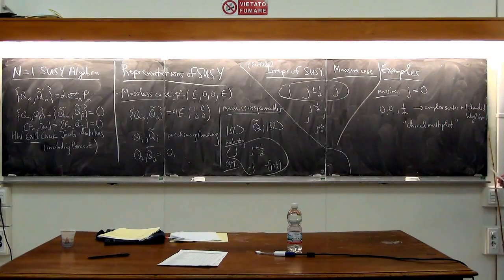And if it's a right-handed Weyl fermion, then we call it an anti-chiral multiplet. Okay, both are possible.